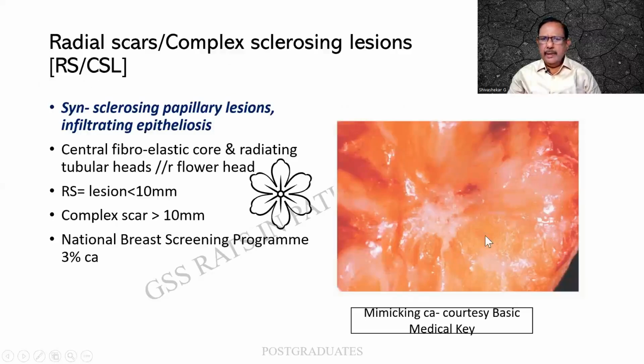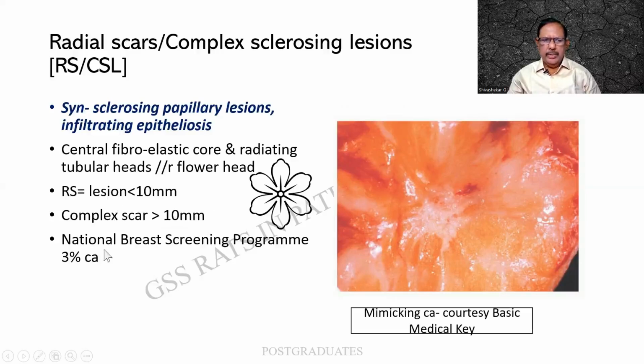The radial scar. As you people see, there is a scar, there is a central depression, and it is otherwise called a complex sclerosing lesion also. So there are many names: sclerosing papillary lesion or infiltrating epitheliosis. It is not a tumor by itself. And it has been called the fibroelastic core. And it has got a flowering head-like appearance. Compare these two, you people will be able to make out. The whitish region is all indicating the scar. A complex scar is more than 10 millimeters, whereas the radial scar will be less than 10 millimeters.